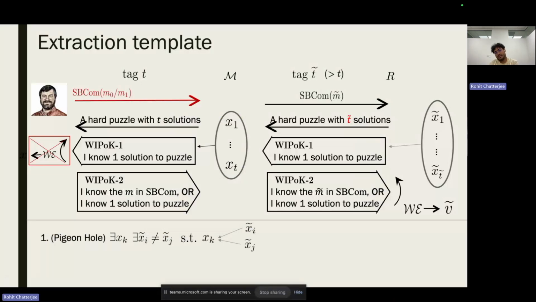which is to say that there exists an xk, and there exists two distinct xi tilde, xj tilde, such that if I use xi tilde or xj tilde in my Vipok-1 on the right, the adversary uses the same xk on the left.